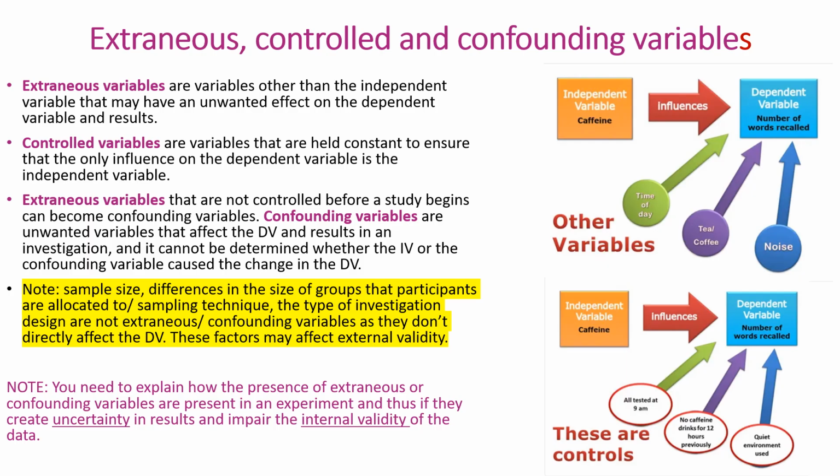That's not an extraneous or a confounding variable. That simply will reduce your external validity and your ability to generalize your data. But even if you only have a sample size of 5, that is not an extraneous or a confounding variable, because it's not a variable that's affecting one group or one condition more than the other.